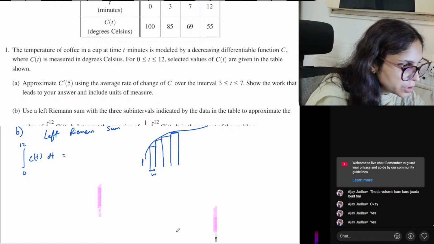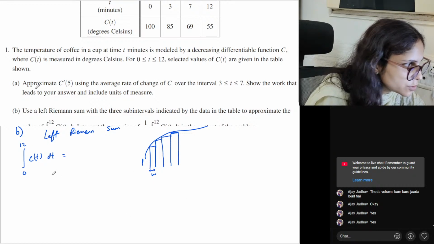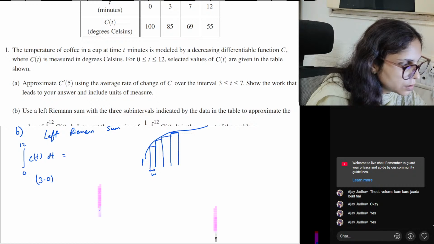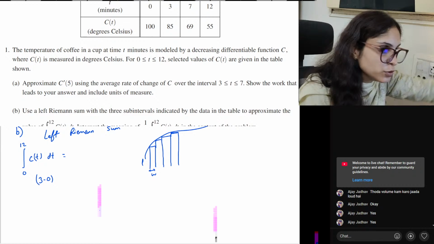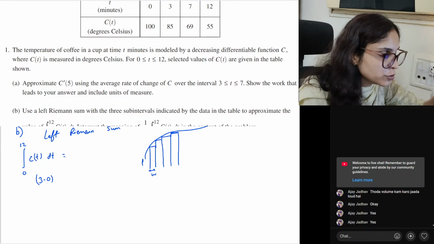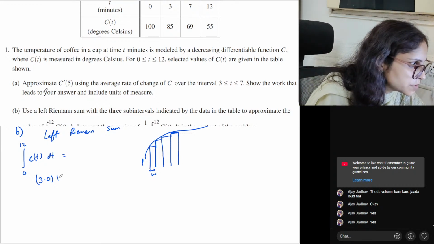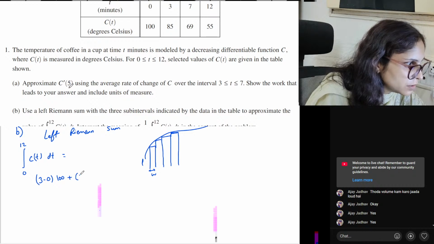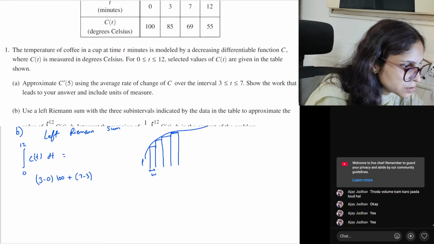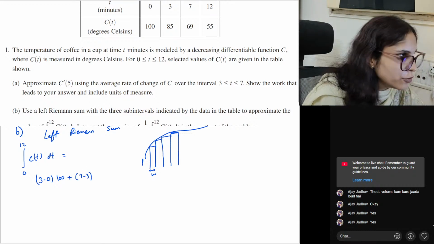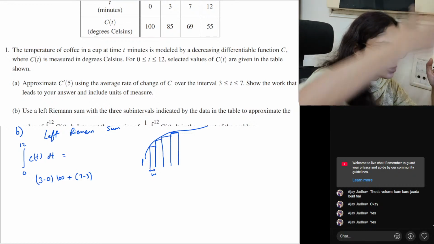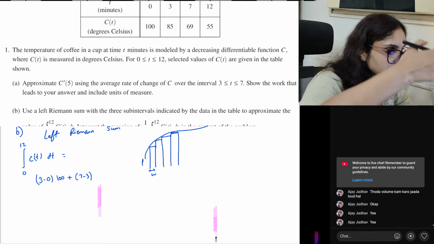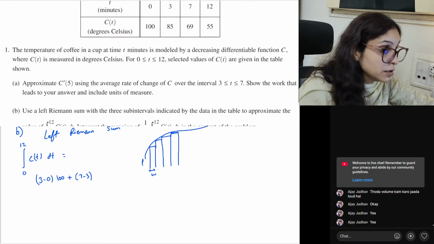So the first width is from 0 to 3, and the height is 100 because at 0 the value of the function is 100. So it is 3 minus 0 times 100, plus. Next is 7 minus 3, because from 3 you're going to 7, so the width is 7 minus 3. The height is going to be 85 because we're talking about a left Riemann sum, so we take the left value, which is 85.